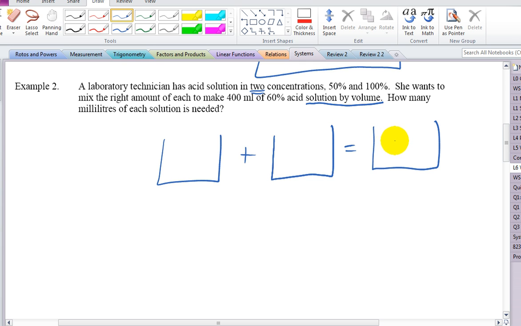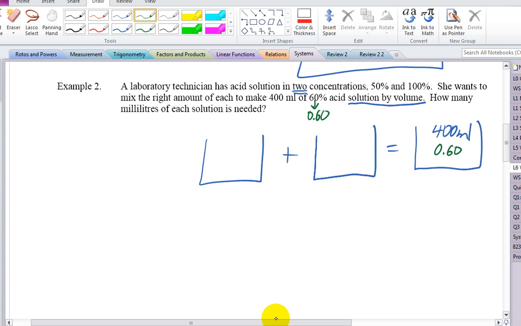So you have, in your last beaker, 400 milliliters. That's your volume. And the concentration of that is 60%. But we don't use 60. What do we use? Yeah, 0.60. Okay. Now, what's the volume of the two solutions? Do you know the volume? No. It's asking for that. It says how many milliliters of each solution.